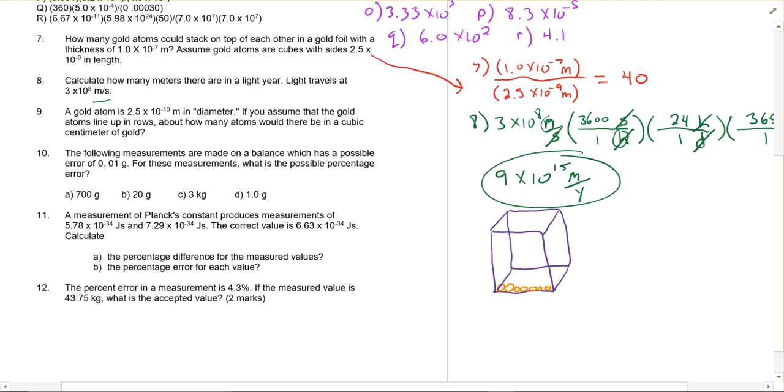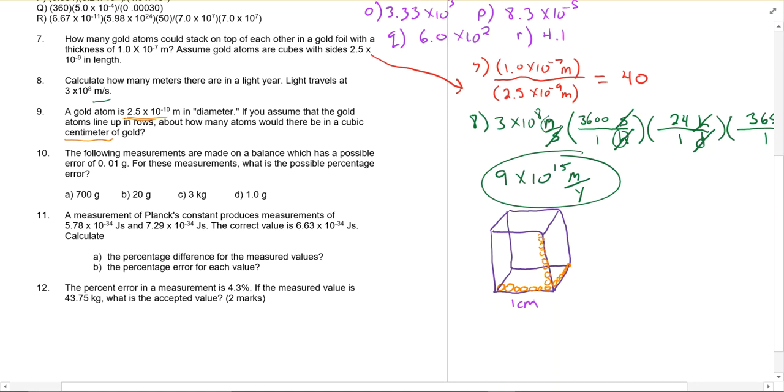If I figure out how many are just across the bottom, that's going to be the same as the number going up this way, and also the same as the number going this way. So as soon as we figure out what this number is, we just go length times width times height, and that's going to tell us how many atoms are inside that box. First, we know the diameter of our atom, and we know it's a cubic centimeter of gold, so I know that one of these sides is 1 centimeter.